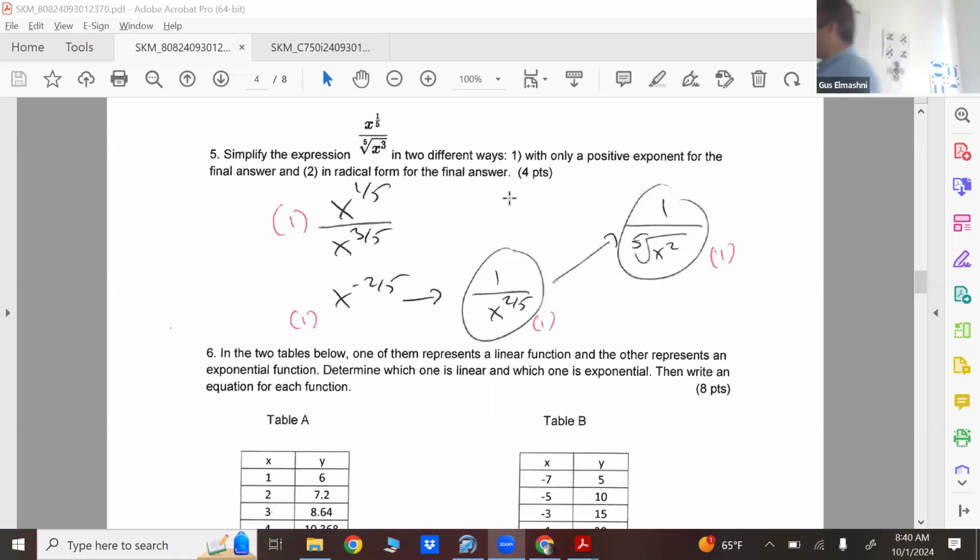You need to convert this to x to the 3/5 power. Okay, convert to x to the 3/5. Then subtract these, that's negative 2/5. Right? And then put on the bottom.